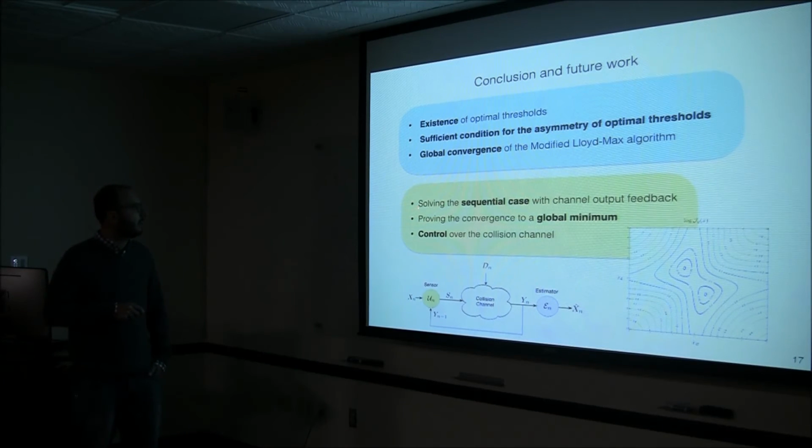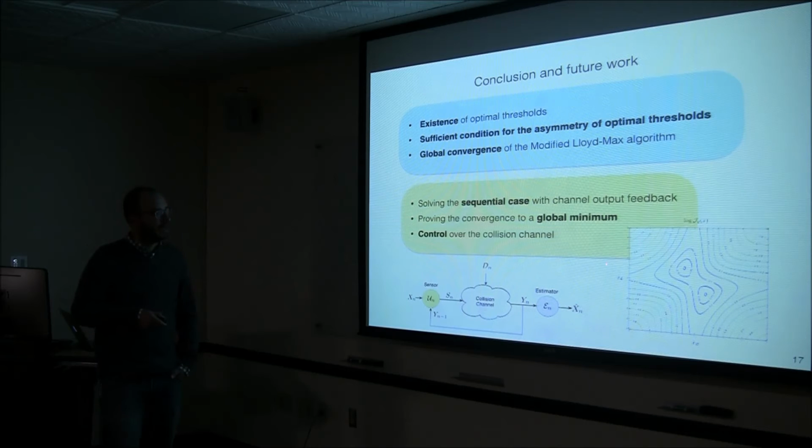And for future work, we are currently working on the sequential version of this problem, which is shown here in this figure at the bottom, where you observe the state of a dynamical system and you decide whether to transmit or not over a collision channel, and the estimator is interested in forming estimates of that state, evolving in time, in real time. Okay? We are also interested in proving the convergence to a global minimum, because so far we have proved the convergence to a local minimum. And we are very interested in using this channel to perform network control and not only estimation.